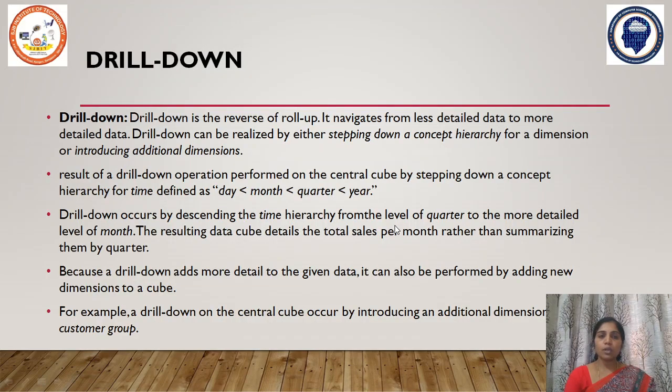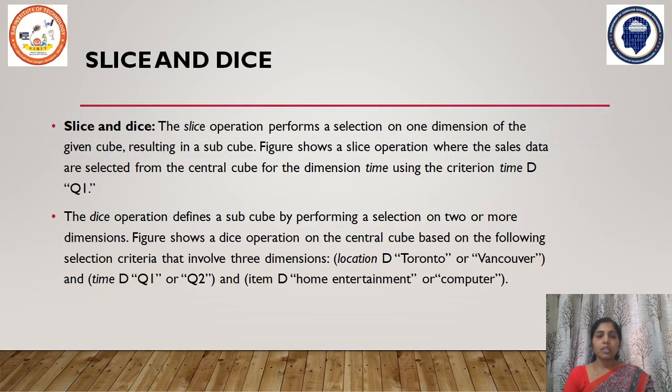Next, pivot. The other name for pivot is rotate. You are rotating. So pivot is also called as rotate, which is a visualization operation that rotates the data axis in a view to provide an alternative data presentation. Fine. So that you have seen in the diagram. In detail in class we'll look into these operations.